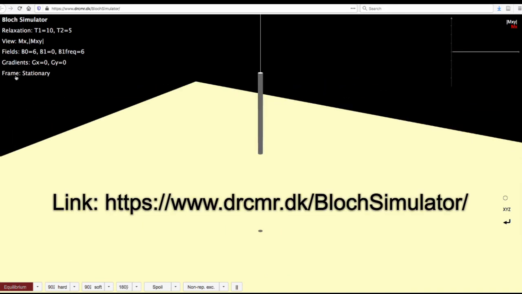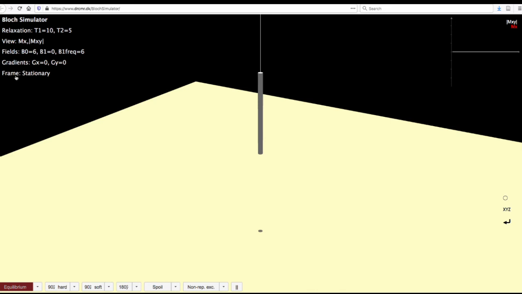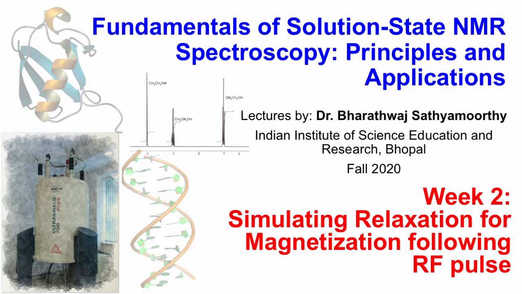I request the students to please repeat some of the simulations so that you also understand how precession works and how relaxation ends up influencing the magnetization along the transverse and longitudinal axis following a perturbation, which is our RF pulse. In the next lecture, we will be looking at a formalism in order to put all of this in mathematical equations.